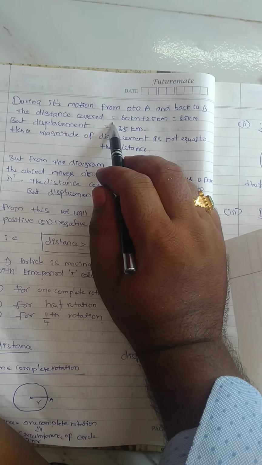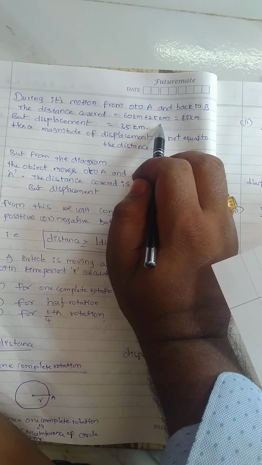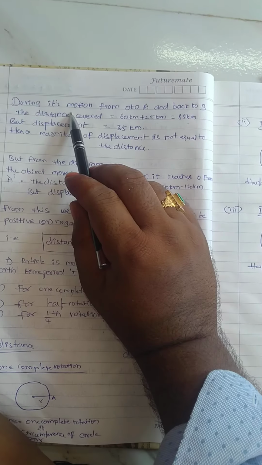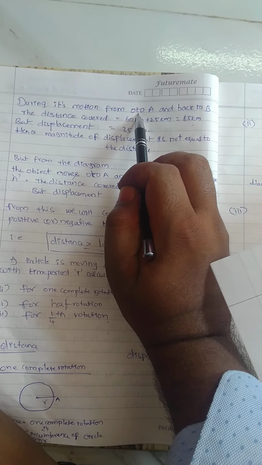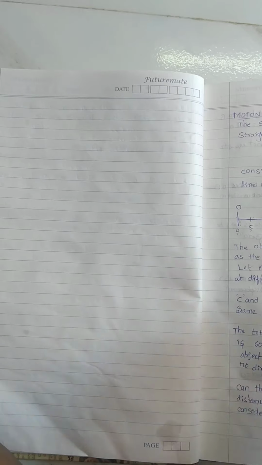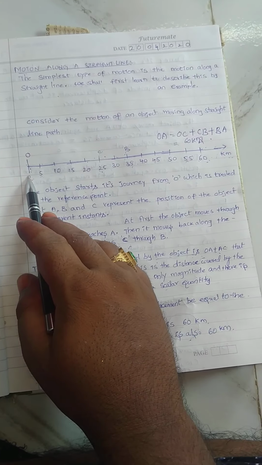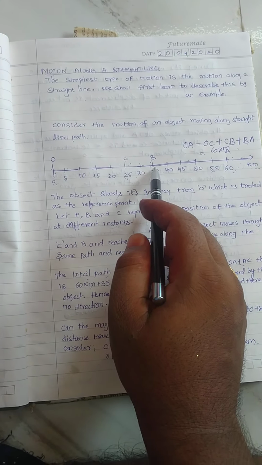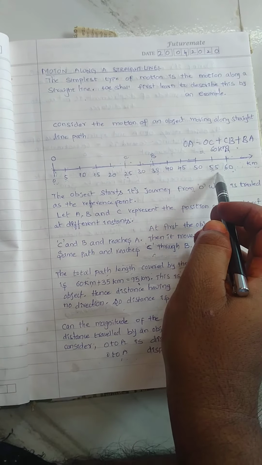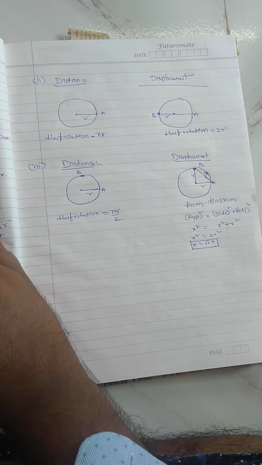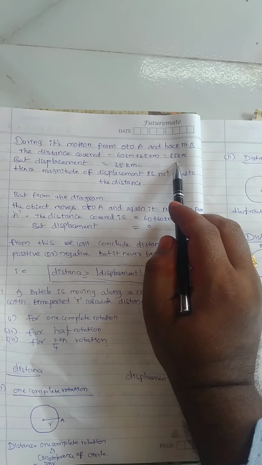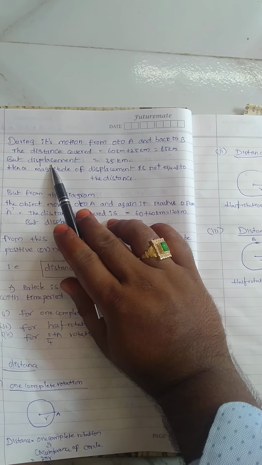But you can see here, during its motion from O to A and back to B, the distance covered is 60 km plus 25 km, 85 km. Why? O to A is 60, and back to B is how much? 5, 10, 15, 20, 25. Then 60 plus 25, 85 km. But displacement is how much? Displacement here is different.